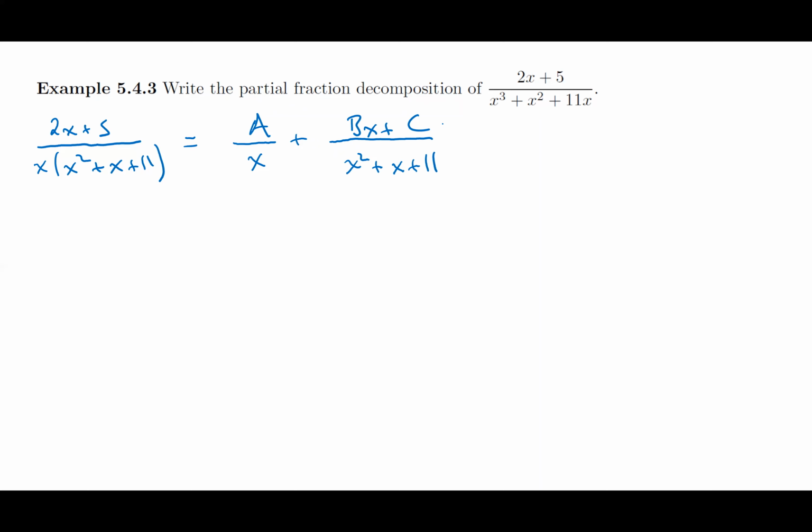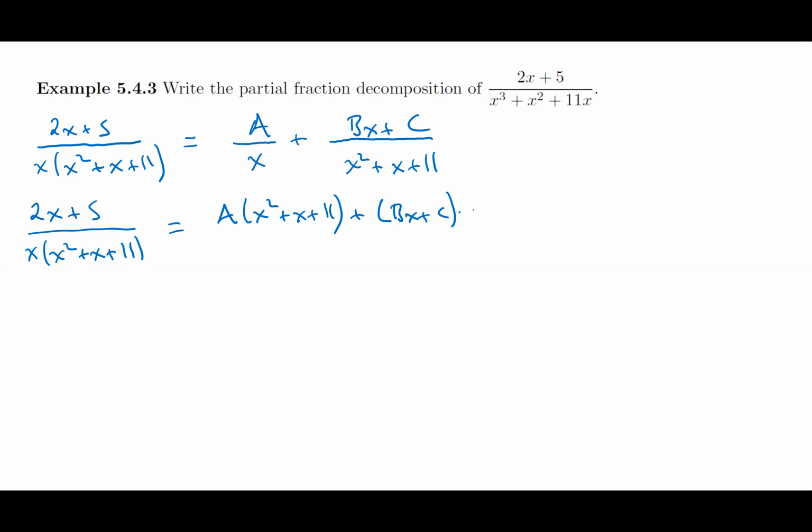And so now we just do what we did before. I'm going to take 2x plus 5 over x times (x squared plus x plus 11), and I'm going to get a common denominator. So my common denominator, right, is the product. And so A will get multiplied by x squared plus x plus 11. And Bx plus C will get multiplied by x.